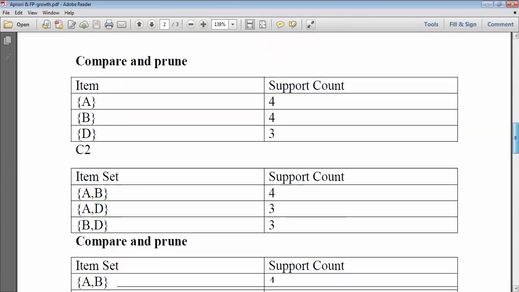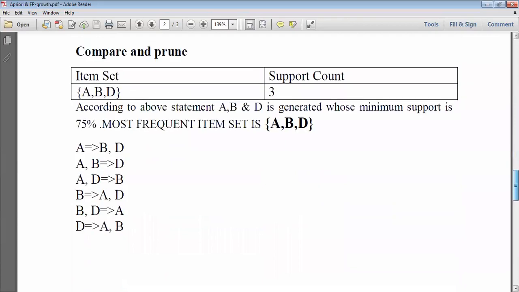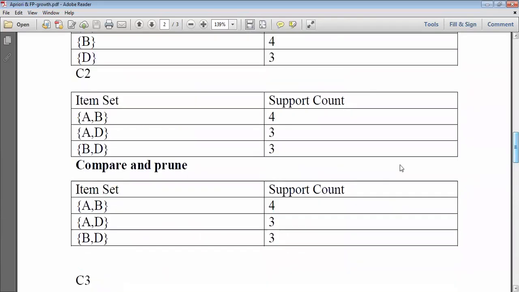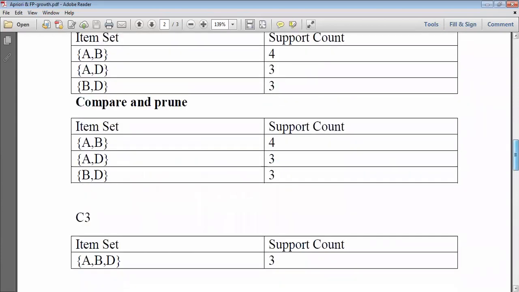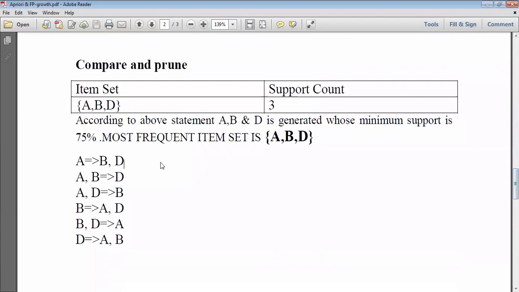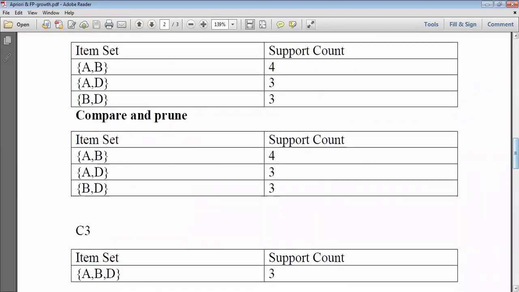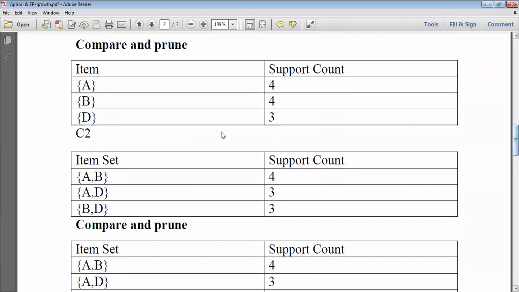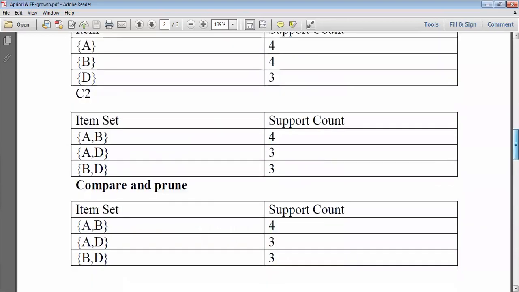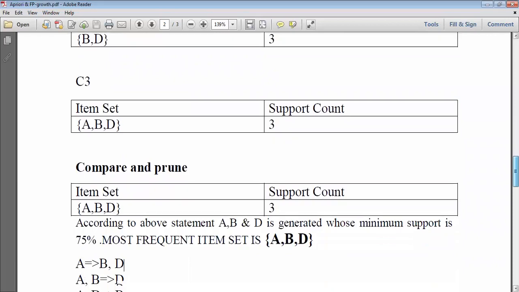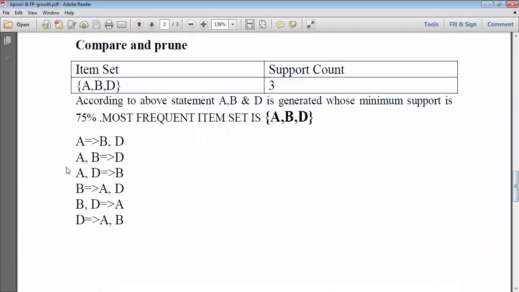A is purchased how many times? That is 4, and 4 divided by BD, how many times do we have to purchase? 3. 4 by 3, that is greater than 100. So the support count confidence is greater than 100. Next one, AB implies D. AB how many times? They are 4 times. And D also we have to purchase it 3 times. 4 by 3, so it is greater than 100.